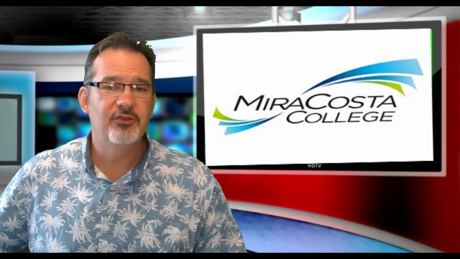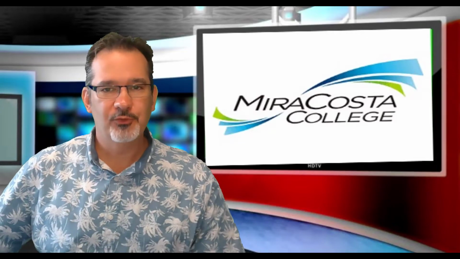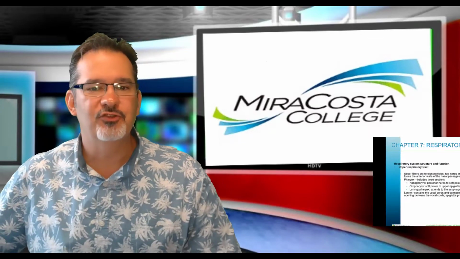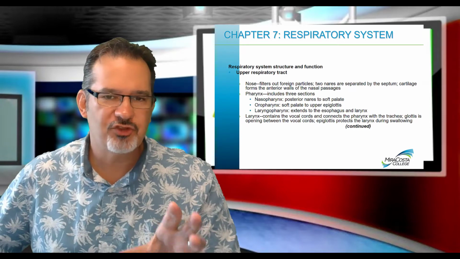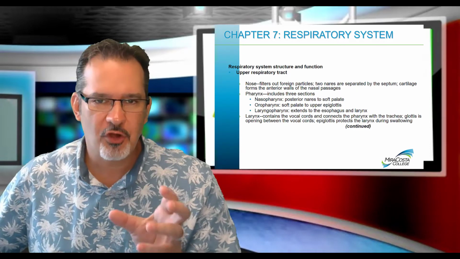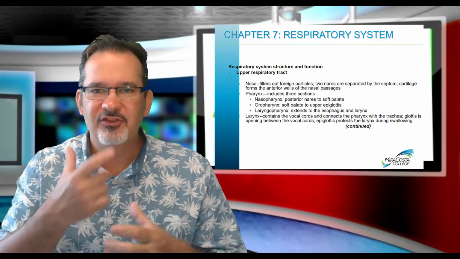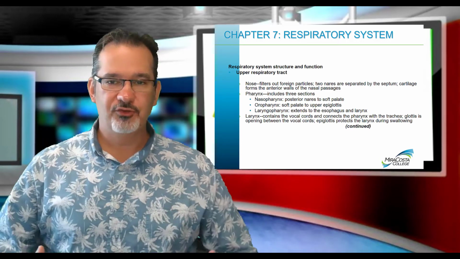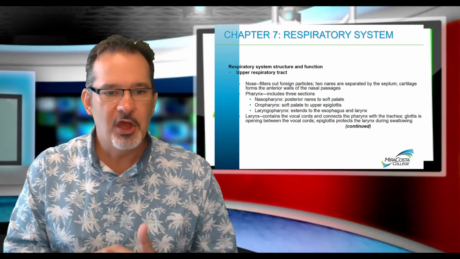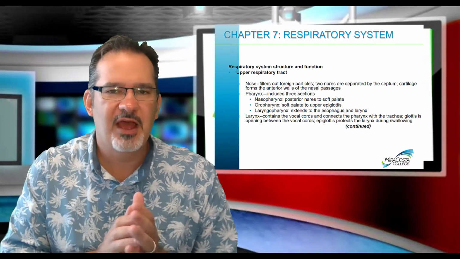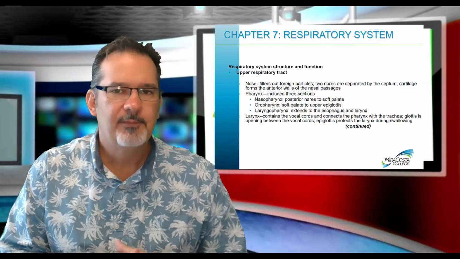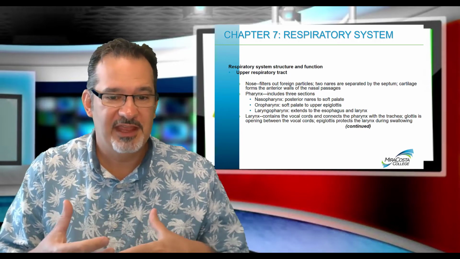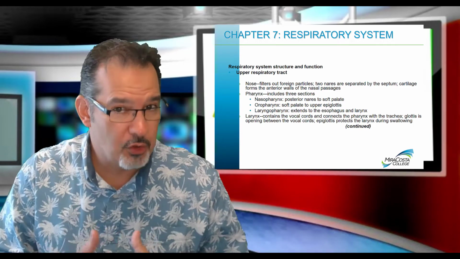Today's overview is Chapter 7, the respiratory system. So let's get right into it. The structure and the function of the respiratory system. The structure typically begins with the nose and leads its way down into the lungs. So the nose, the pharynx, which is commonly called the throat, the larynx, which contains the vocal cords.